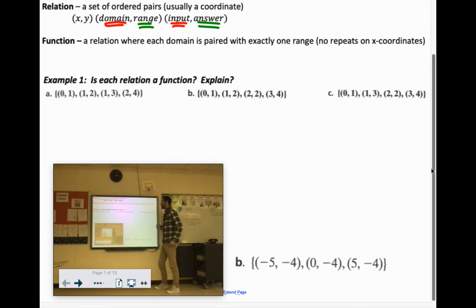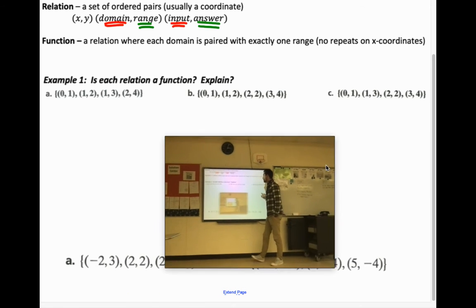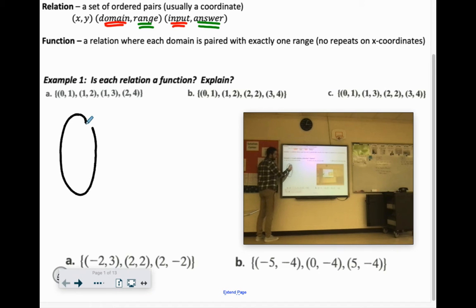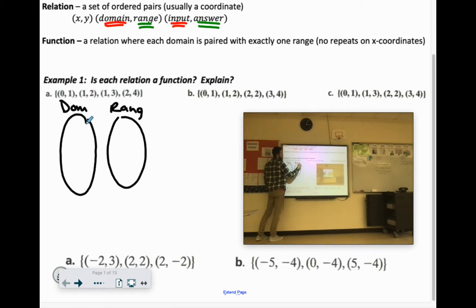So one way you can determine that when you're given coordinates is with what's called a mapping diagram. So I'll show you that here on the first one. You can create two little bubbles. You usually see it as ovals like this. And you have your domain on the left, you have your range on the right.